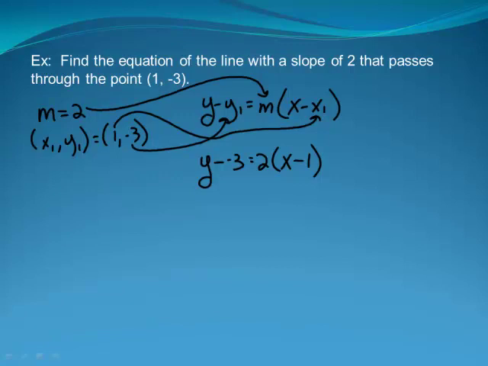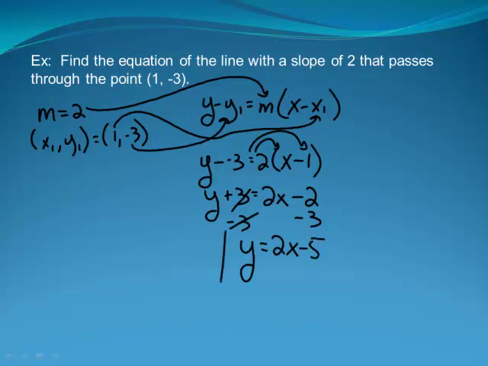So here we've got y minus a negative 3, which is the same as y plus 3. Double negative is a positive. And that's equal to, if we multiply that 2 throughout the group, 2 times x is 2x, minus 2 times 1 is 2. At that point, we're going to isolate the y, so subtract 3 from both sides to get it into slope-intercept form, simply because that's the form that's most often asked for. And we get y equals 2x minus 5 for our final simplified answer for a line that has a slope of 2 that passes through the point (1, -3).